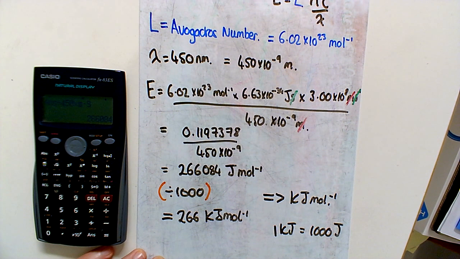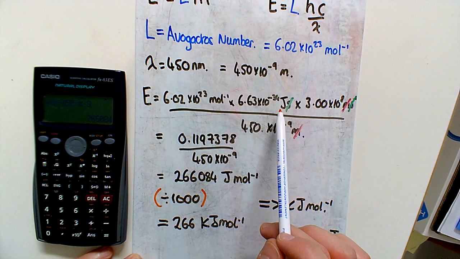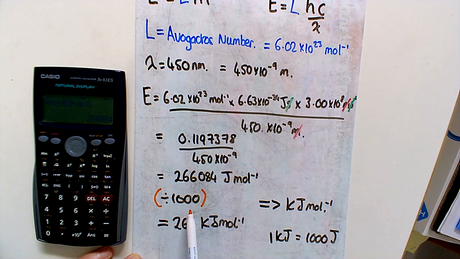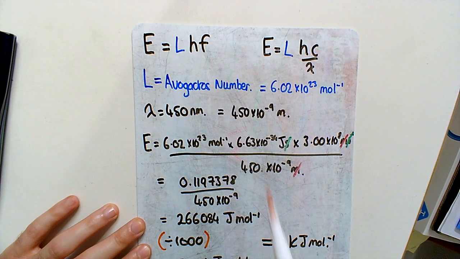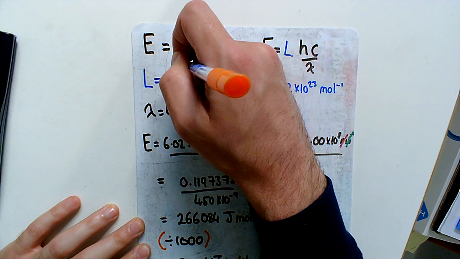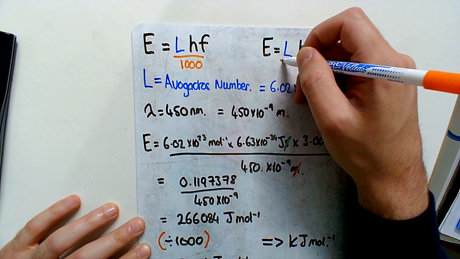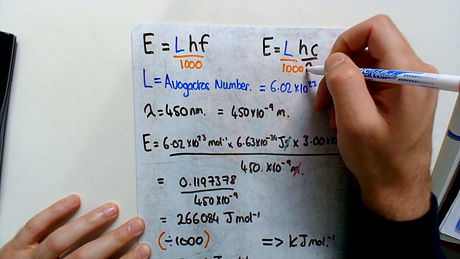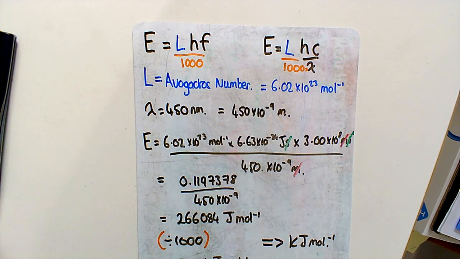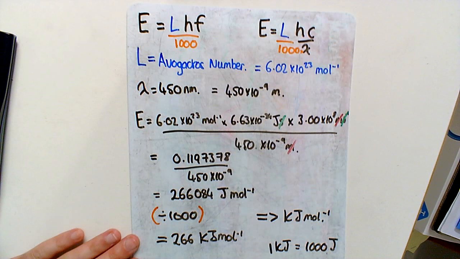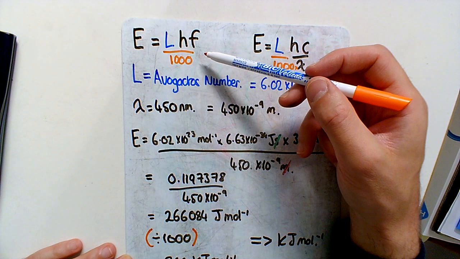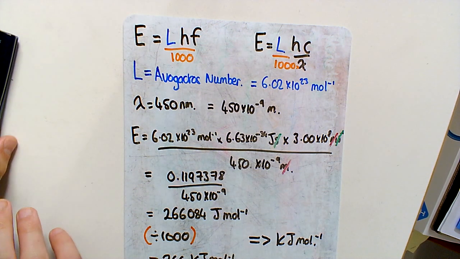Now this step here, dividing by 1,000, because this is in joules and we're always going to have to convert it into kilojoules, you can either remember to do it here, or you can modify the equation at the top and remember to divide by 1,000 each time. It's up to you, because you either have to remember that you're going to have to turn joules into kilojoules by dividing by 1,000, or change the equation. It's up to you which one you remember.